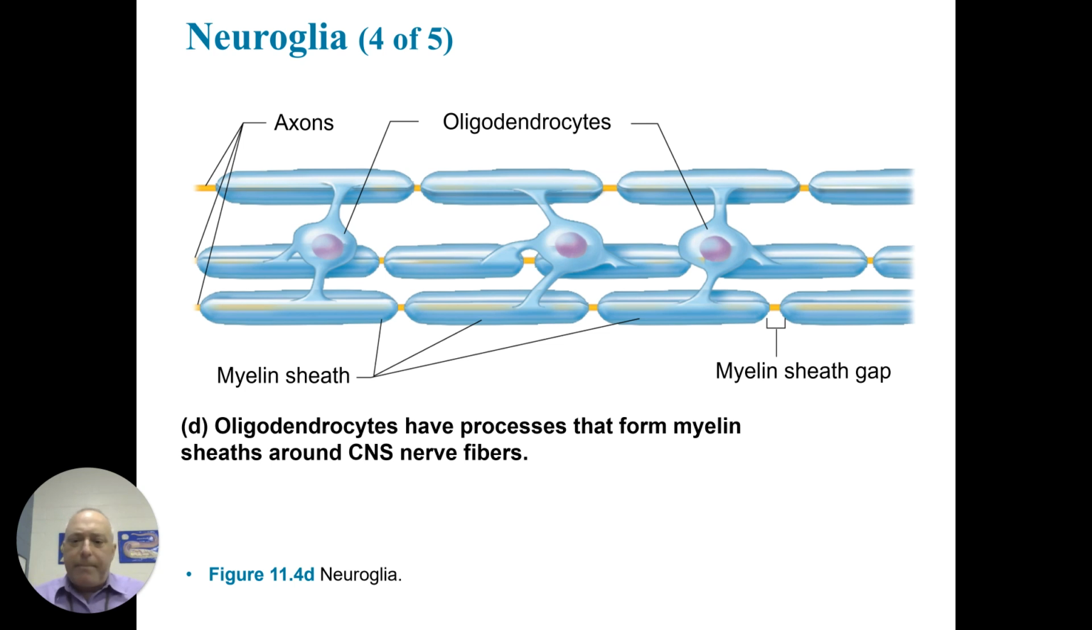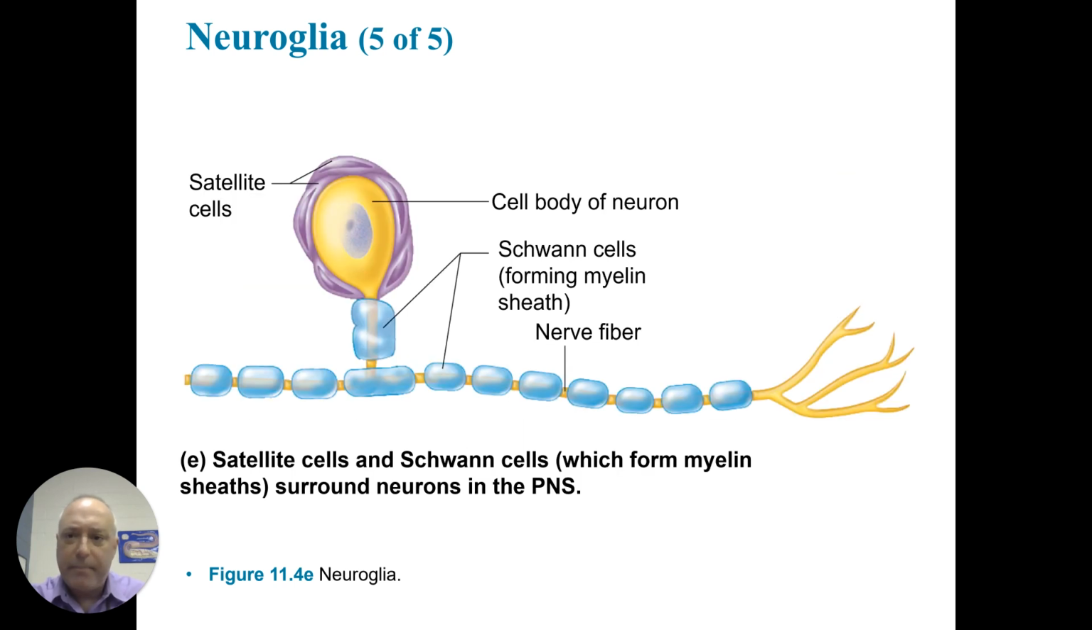So the neuroglia also includes the oligodendrocytes. These very specialized cells have processes that form myelin sheaths around the central nervous system nerve fibers. And this insulation is critical to enhance the action potentials traveling down these axons. Schwann cells are the cells of the peripheral nervous system that will do the same for peripheral nerve fibers.